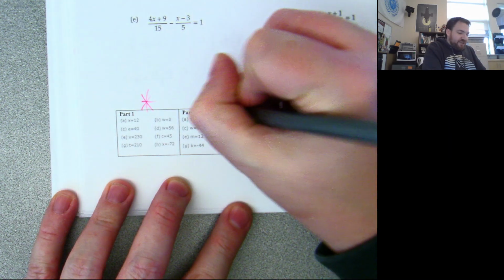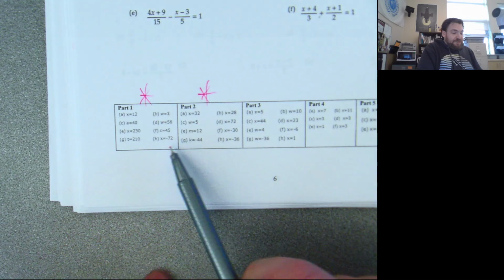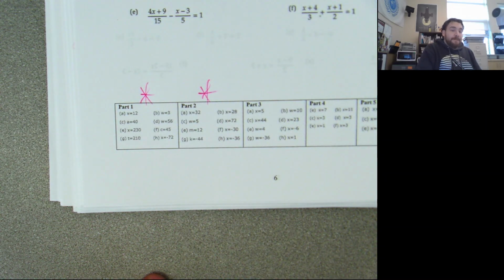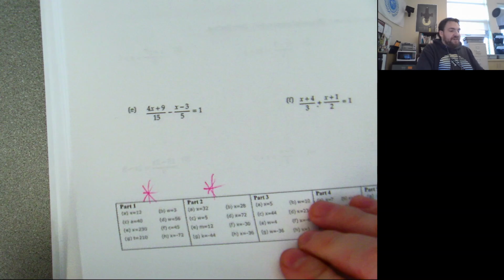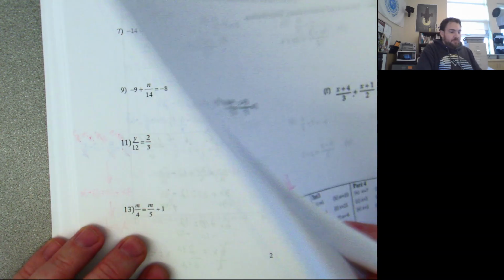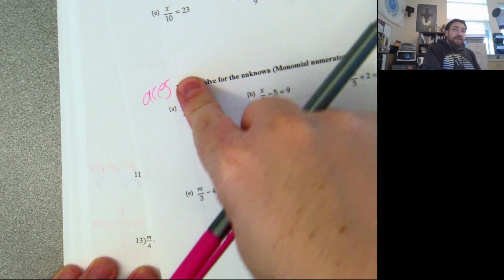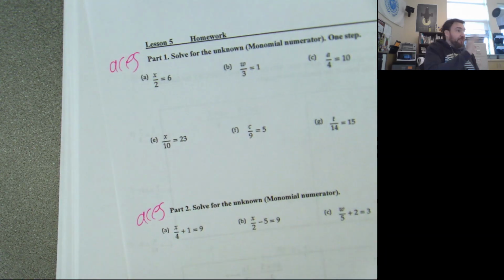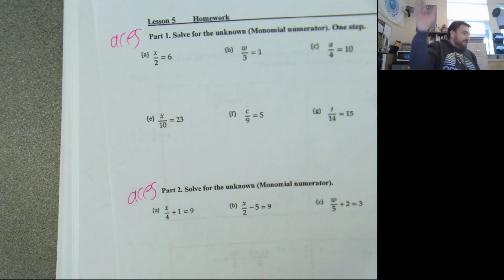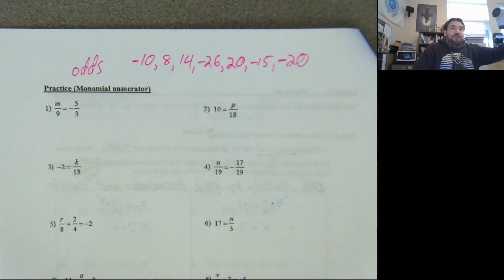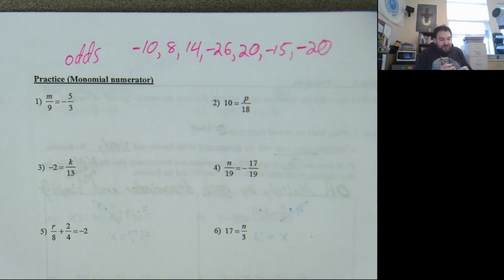The answers for those 2 sections, if you flip 2 ahead, are down there at the bottom. We're going to do all the binomial stuff tomorrow. ACEs on part 1 and part 2. Part 3, 4, and 5 don't do because that's the second part of the lesson tomorrow. And Raven, going back to it, I want you to do the odds on this page. That's your homework. You have 15 minutes to the bell.